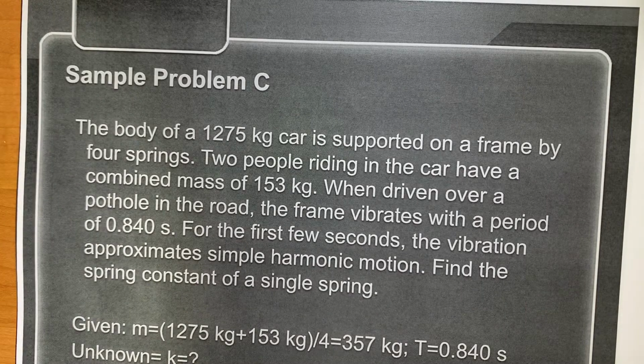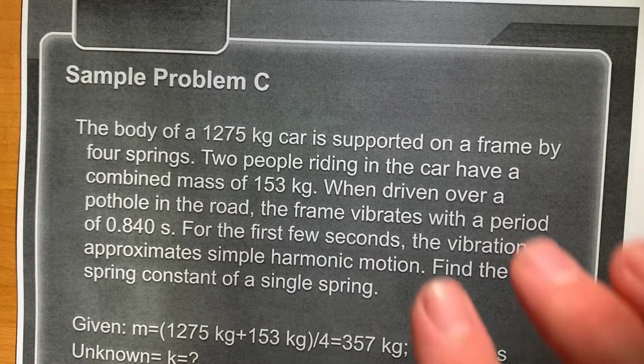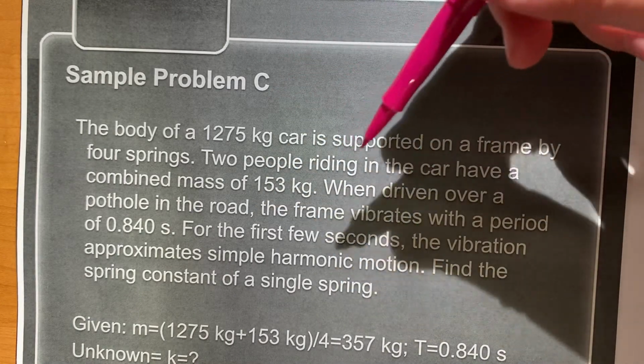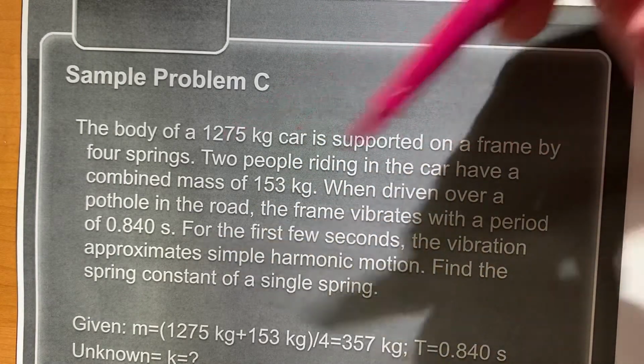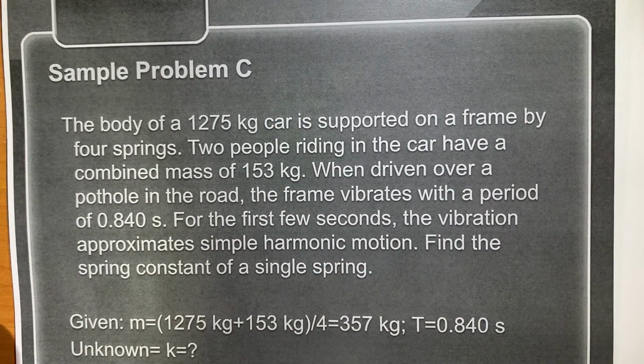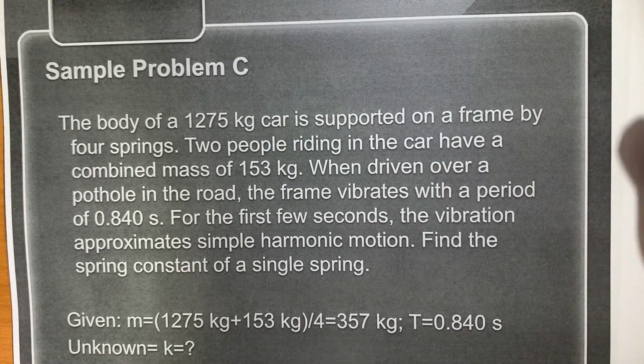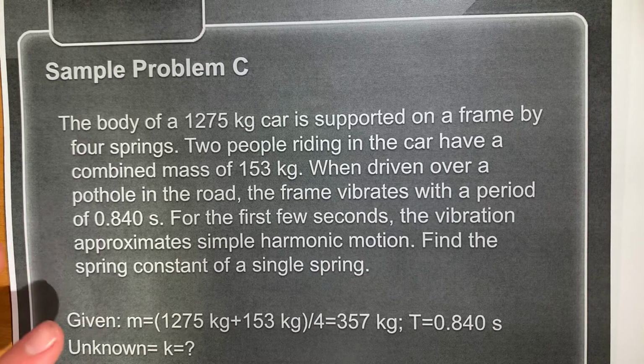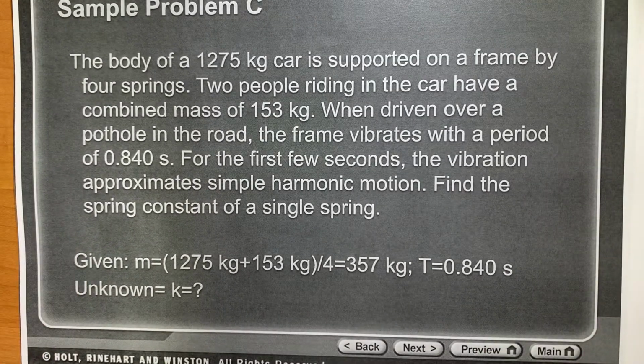So, the body of a 1,275 kilogram car is supported on a frame by 4 springs. So we're dealing with a mass spring system now. Okay, 2 people riding in the car have a combined mass of 153 kilograms. When driven over a pothole in the road, the frame vibrates with a period of 0.840 seconds. For the first few seconds of that vibration, it approximates simple harmonic motion. Find the spring constant of a single spring.